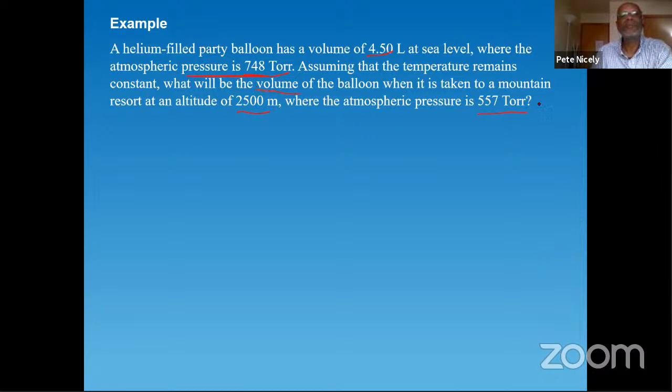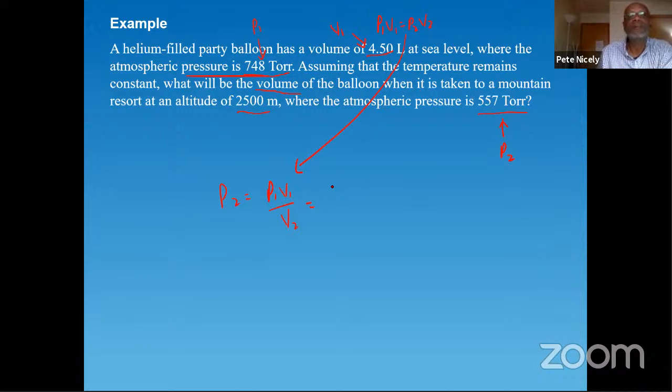So again, this is one of those word problems where you have to identify what the different terms are. Now remember, Boyle's law says that P1V1 is equal to P2V2. All right, so 4.50 liters would be V1, the 748 torr would be P1, and the 557 torr would be P2. So basically we can rearrange this equation to get an expression for P2. P2 is equal to P1V1 over V2. And all we have to do is plug the numbers in.